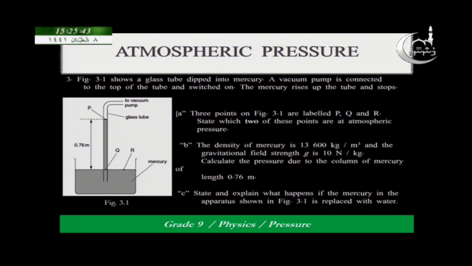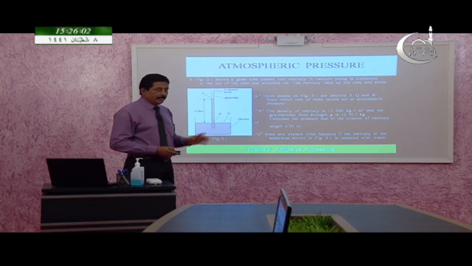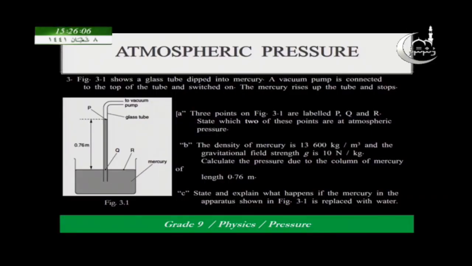One question is done. Then the second one, the density of mercury is 13,600 kilogram per meter cube and the gravitational field strength g is 10 Newton per kilogram. Calculate the pressure due to the column of mercury. So how will you find this? Pressure equals rho g h. You need to use rho 13,600 multiplied by 10 and height is 0.76. So you will get the answer in Pascal.